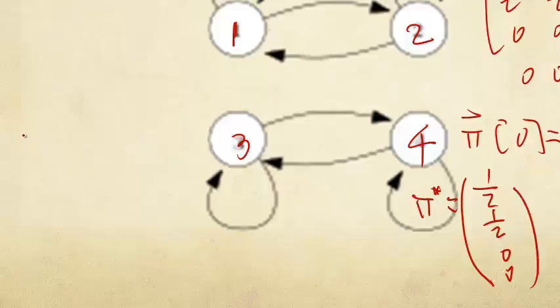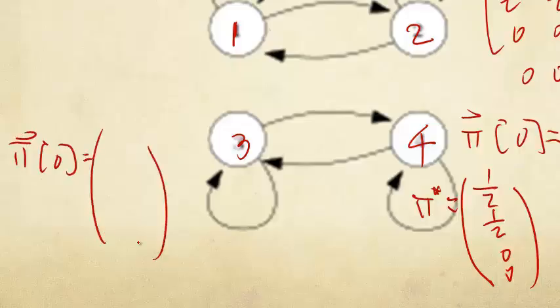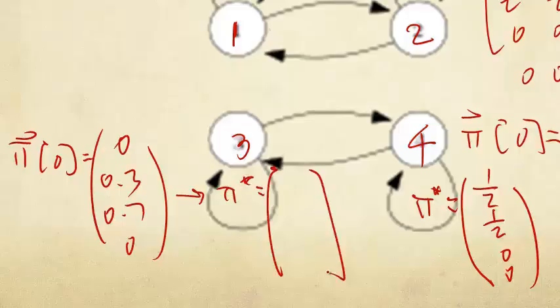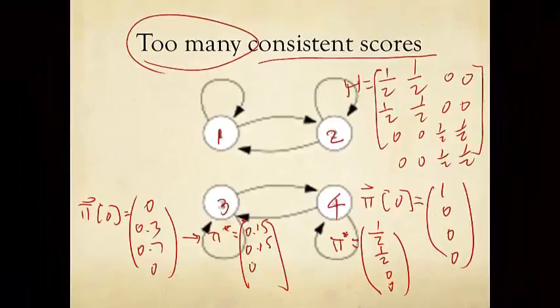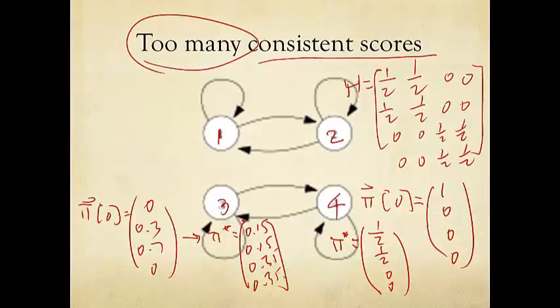However, if I start with an initialization of, say, 0.3, 0.7, 0, 0, then I end up with an importance score vector in the end of 0.15, 0.15, 0.35, 0.35 for these 4 web pages.